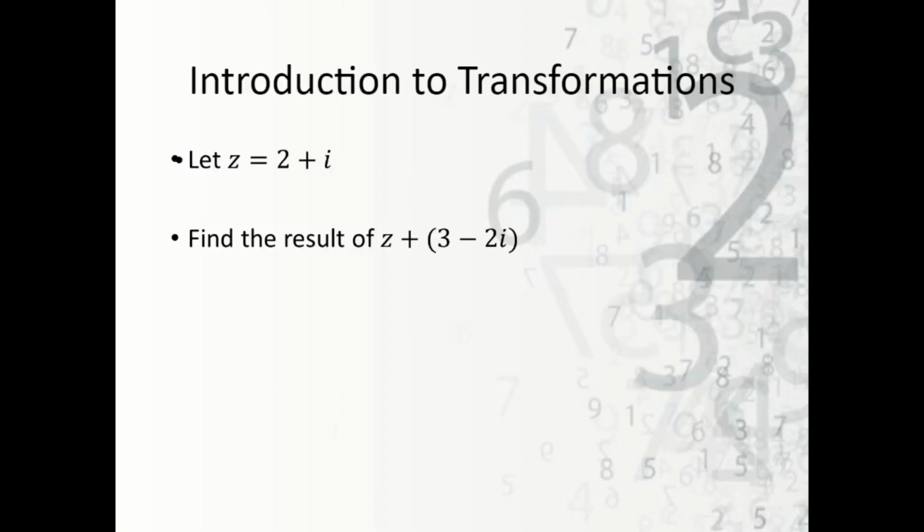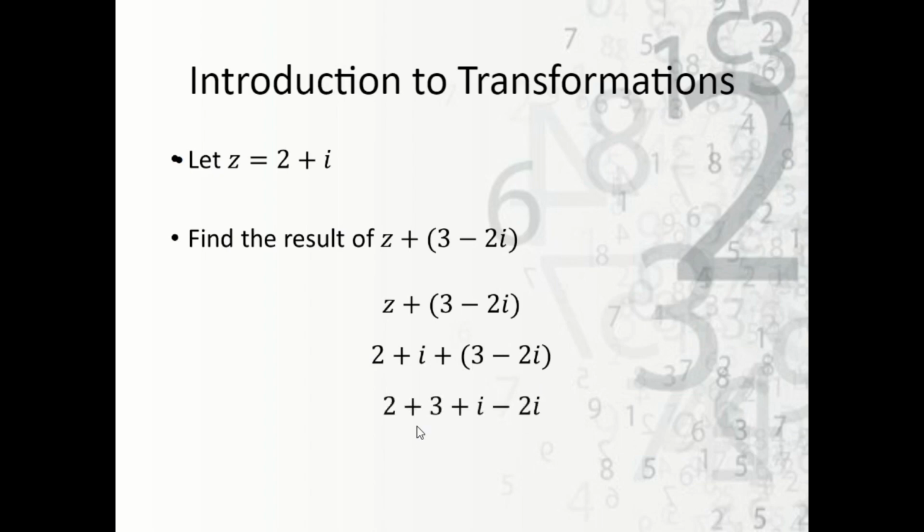Introduction to transformations. So we're going to look at z being some point on the Cartesian plane as 2 plus i. It says find the result of z plus 3 minus 2i. So what I'm going to do is take 2 plus i and add it to 3 minus 2i. So I'm going to combine like terms. So I have 2 plus 3 and i minus 2i. So I just rearrange it and then bring them together. So 2 plus 3 is 5 and i minus 2i is negative i. So I get 5 minus i.